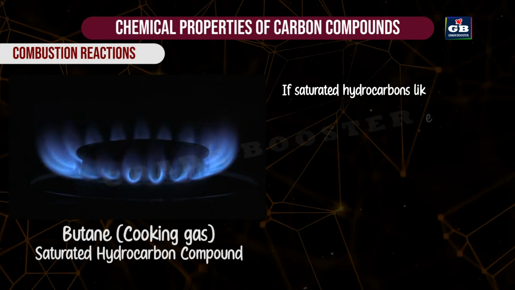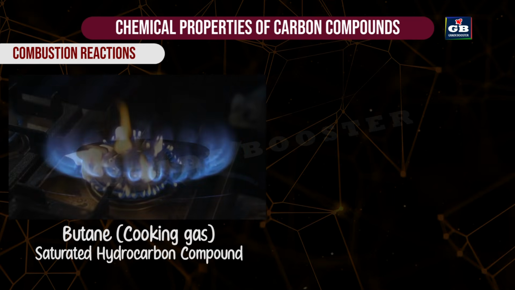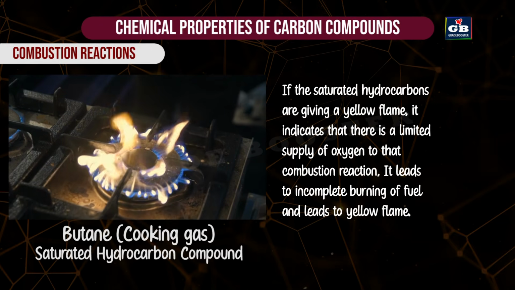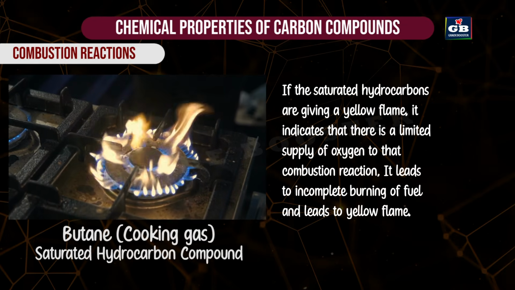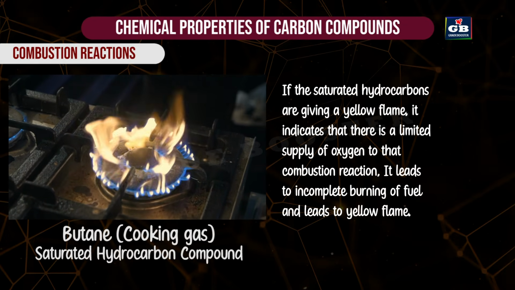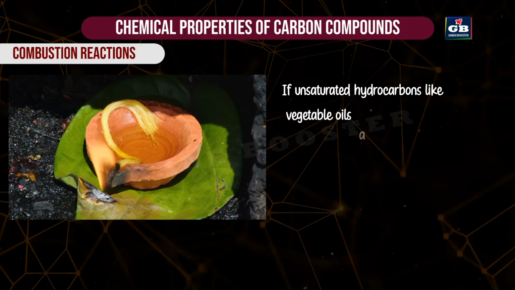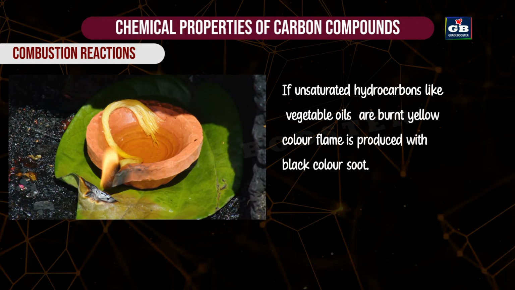If saturated hydrocarbons like butane, that is cooking gas, are burnt in presence of a sufficient amount of oxygen, it gives a clean blue flame with no soot. If the saturated hydrocarbons are giving a yellow flame, it indicates that there is a limited supply of oxygen to that combustion reaction. It leads to incomplete burning of fuel and leads to a yellow flame. If unsaturated hydrocarbons like vegetable oils are burnt, a yellow color flame is produced with black color soot.